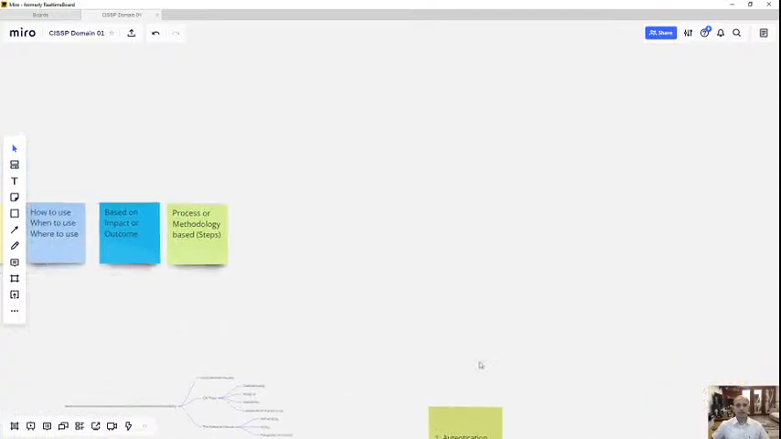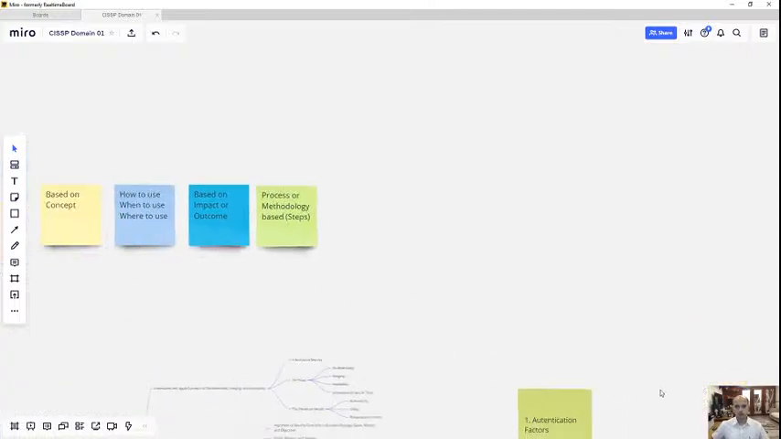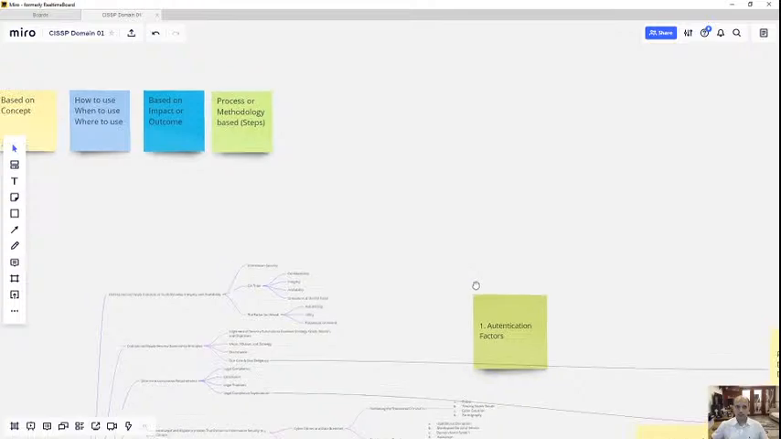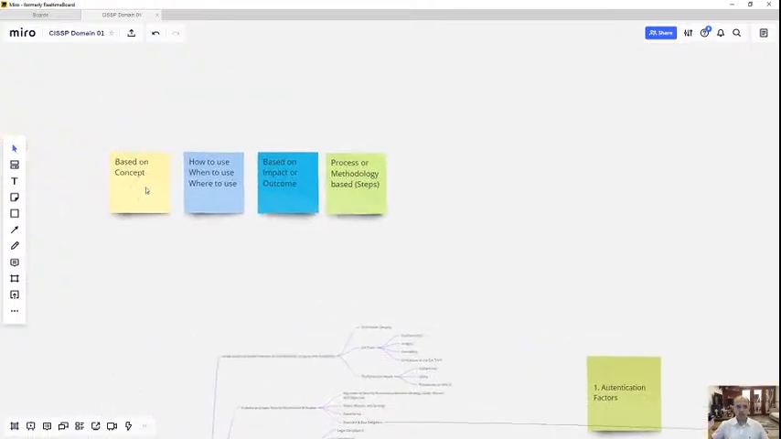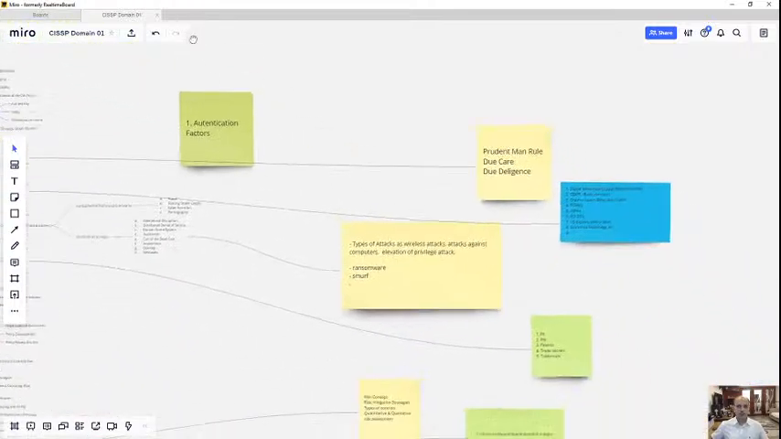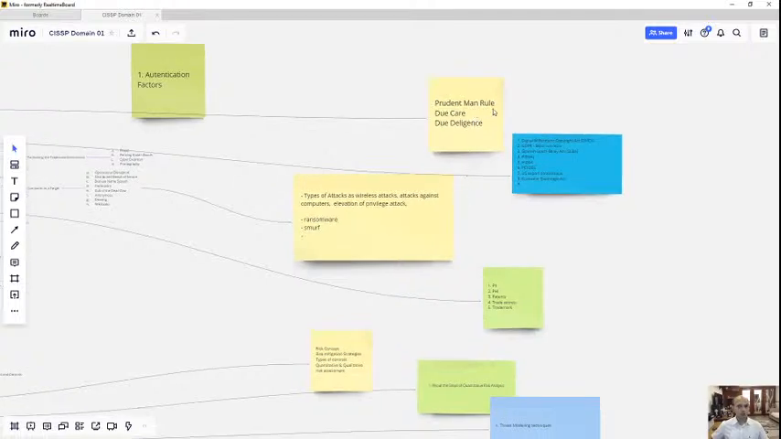Like if it is a green one, it means process or methodologies. So it is about authentication factors. What are the different types of authentication factors there are? This is based on the concept. So we can say concept of prudent man rule, concept of due care, concept of due diligence. So here, because of the limited space which I need to show you on a video only, I have given very limited categorization, but we have done a complete categorization of each and every topic, each and every subtopic, and accordingly we have divided each and every question, right?